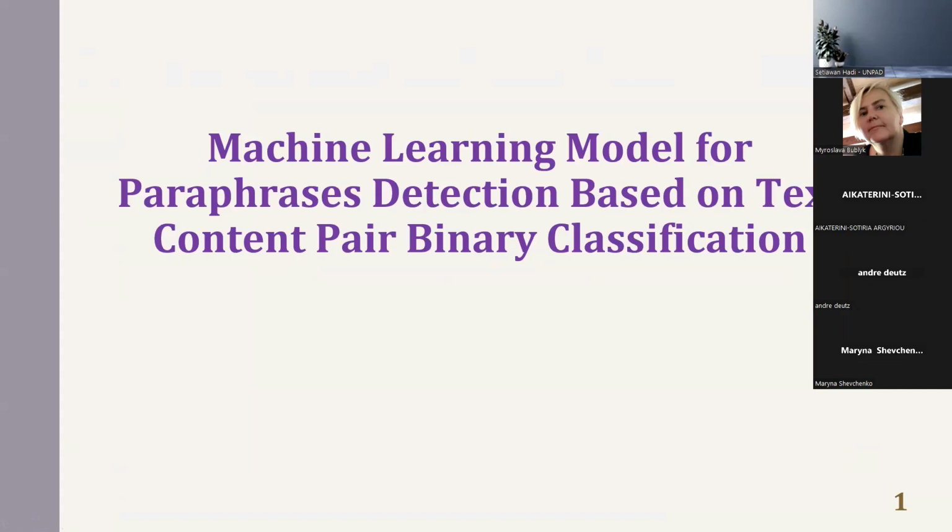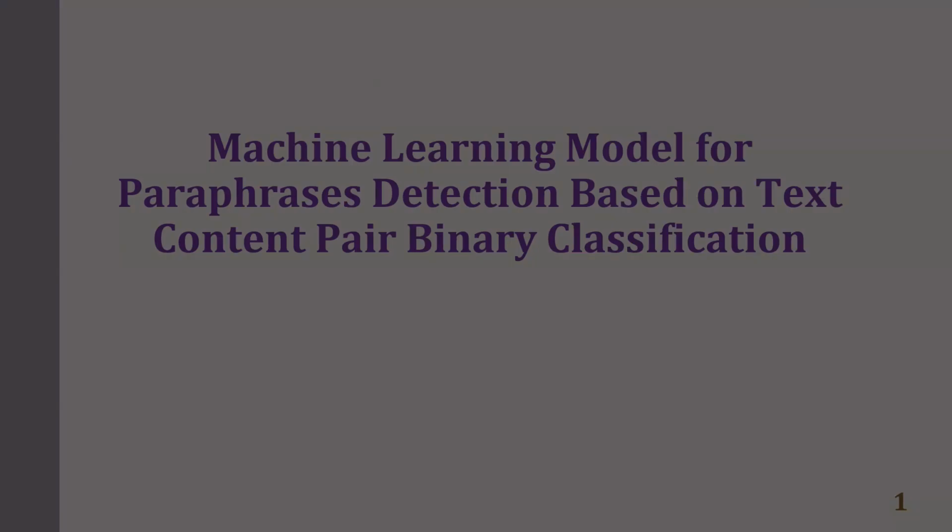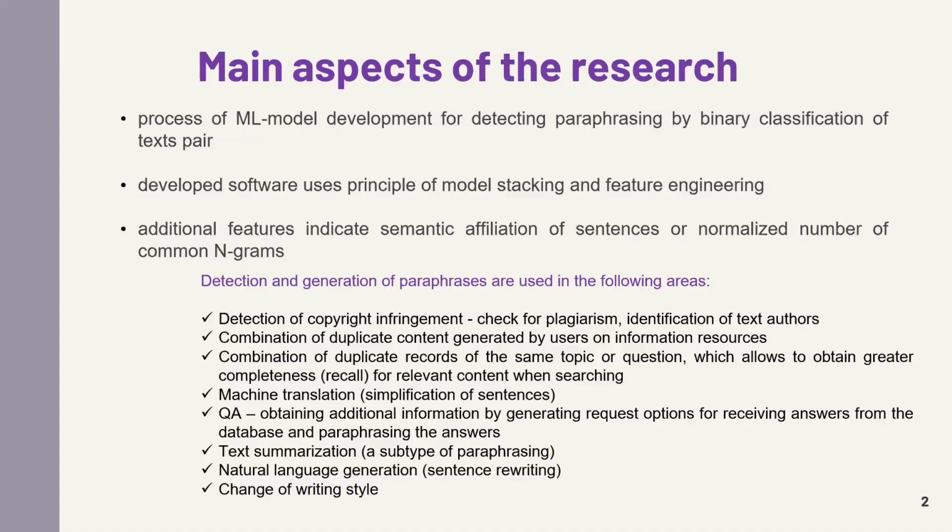I would like to present our teamwork, a machine learning model for paraphrases detection based on text content by binary classification. It dwells upon the process of ML model development for detecting paraphrasing by binary classification of a pair of texts. For this study, we have used different semantic similarity metric indicators that have been selected as features. For example, Jaccard coefficient for shared n-grams, cosine distance between vector representations of sentences, word mover distance, WordNet dictionaries, and others, and among them NN models and RoBERTa.